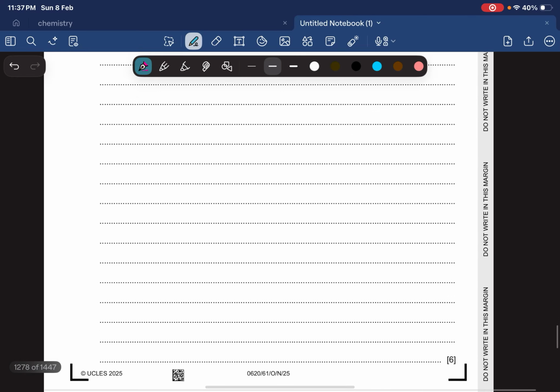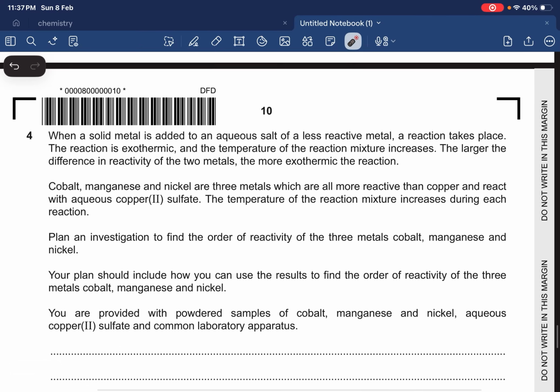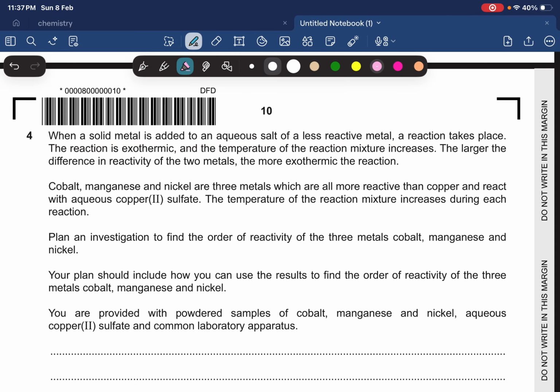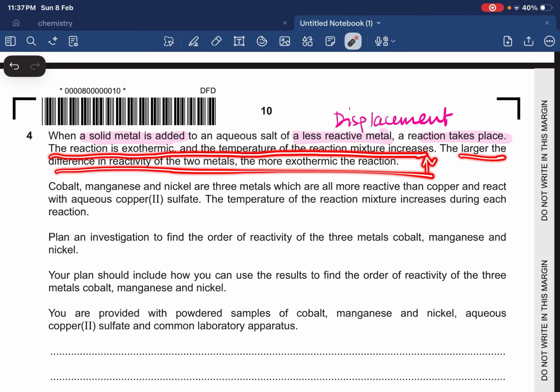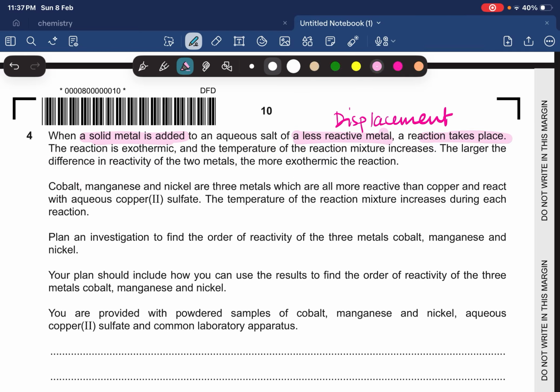Now we have a 6 marks experiment. Let's see what it says. When a solid metal is added to an aqueous salt of a less reactive metal, a reaction takes place. What do we call this? We call it displacement reactions, right? In metals, a more reactive metal is going to displace a less reactive metal from its salt solution. The reaction is exothermic and the temperature of the reaction mixture increases. The larger the difference in the reactivity of two metals, the more exothermic the reaction is. So the important bit they're telling us is that the larger the difference in the reactivity, the more exothermic the reaction is.